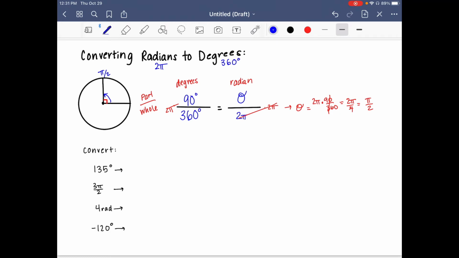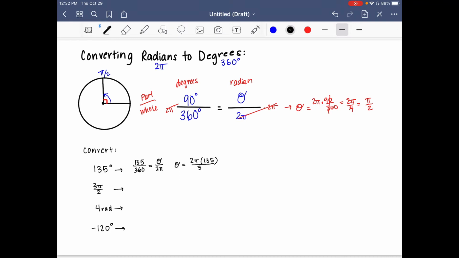Now again, we can use this same method going from degrees to radians or radians to degrees. It doesn't matter which way I'm going, and I don't even need to do a drawing the whole time. So let's start with converting 135 degrees into radians. Okay, so I'm going to set up my degrees side of my proportion. This is 135 degrees out of a full circle of 360 degrees. I'm going to set that equal to my radians over 2 pi. I'm going to do the same thing. I'm going to multiply both sides by 2 pi to solve for theta.